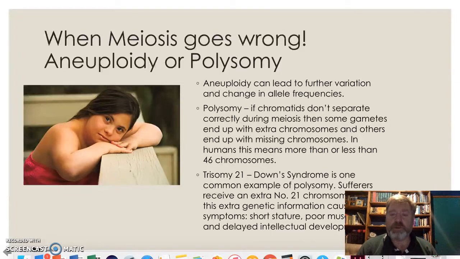You can also have polysomy. This is polysomy, what I'm talking about. So you have more or less than 46 chromosomes. So should be described as having 47 chromosomes.